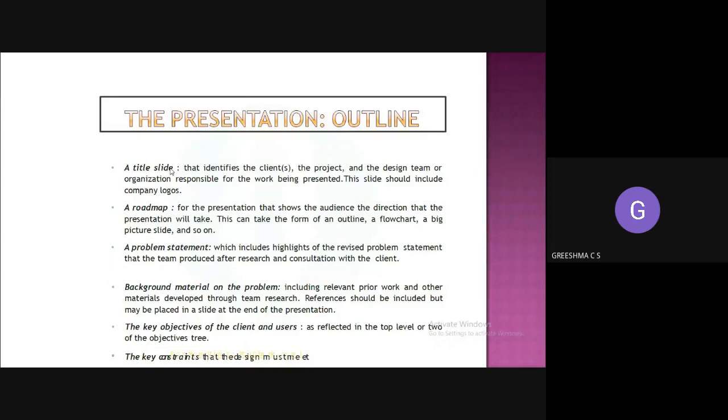That is actually a route map. Route map means that by seeing that presentation, by seeing that content page, the viewer will understand where you are taking him. He will get the correct picture of that presentation.